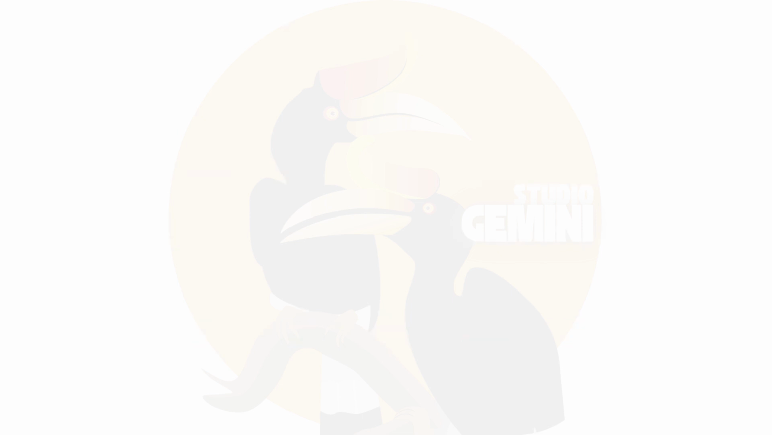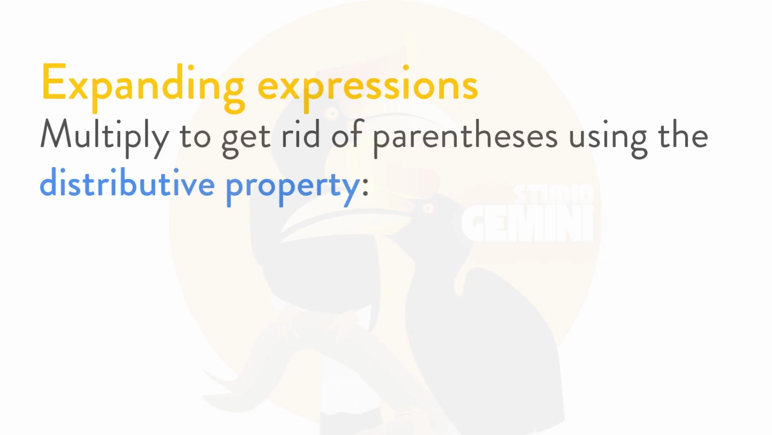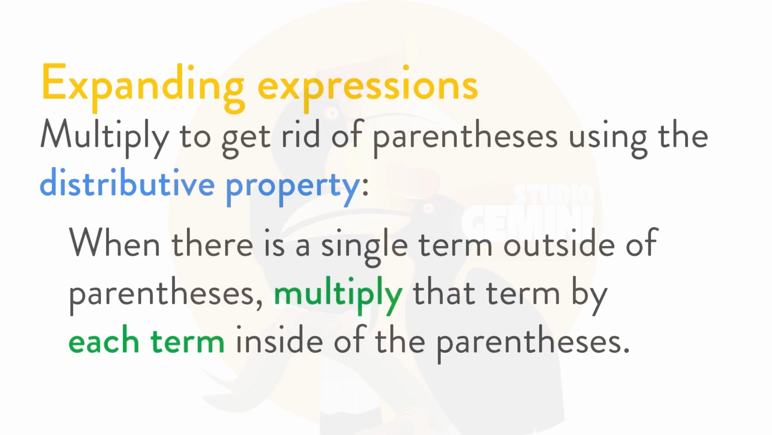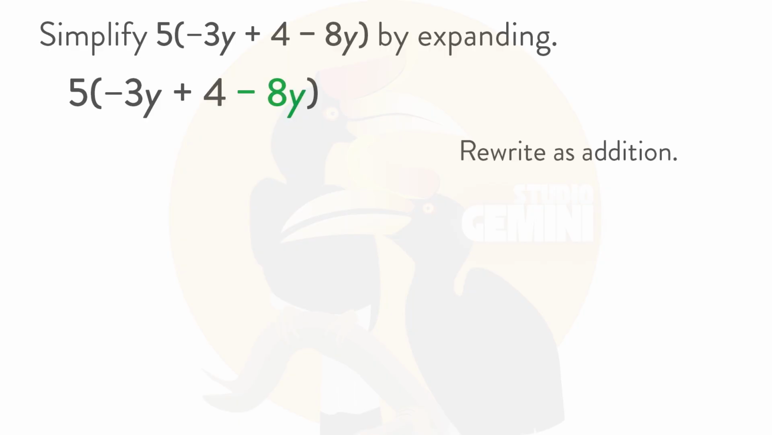Another way to simplify expressions is by expanding expressions. This is where we multiply to get rid of parentheses using the distributive property. When we have a single term outside of parentheses, we multiply that term by each term inside the parentheses. For example, let's simplify 5 times the quantity negative 3y plus 4 minus 8y. And sometimes it can be easier to keep track of negative values if you rewrite the subtraction as addition. So let's first change the subtraction to the addition of its opposite. Subtracting 8y is the same as adding negative 8y.